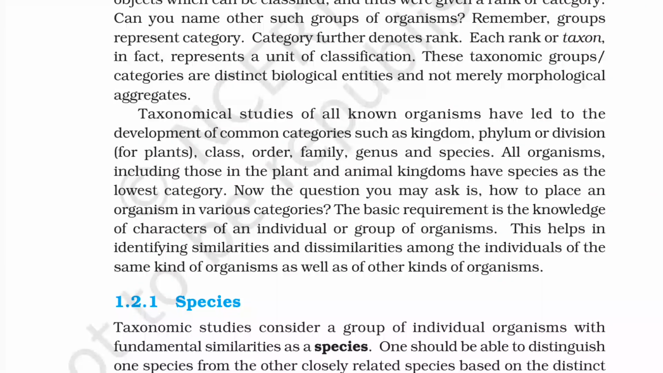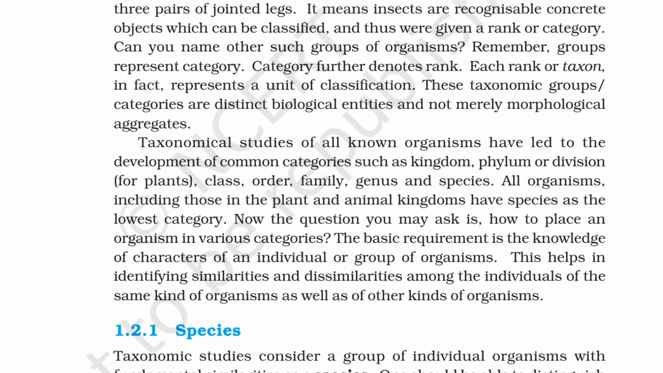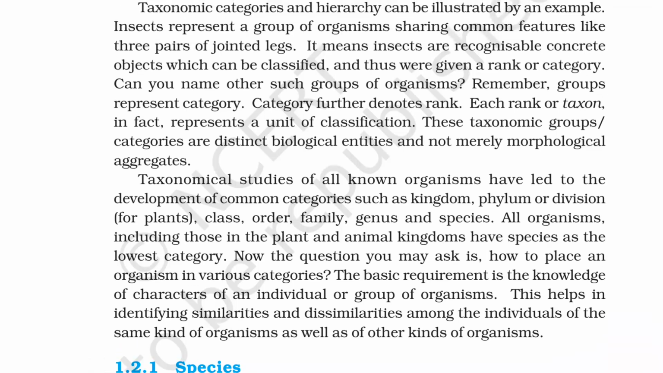Taxonomic studies of all known organisms have led to the development of common categories such as kingdom, phylum or division, class, order, family, genus, species. All organisms, including those in the plant and animal kingdoms, have species as the lowest category.